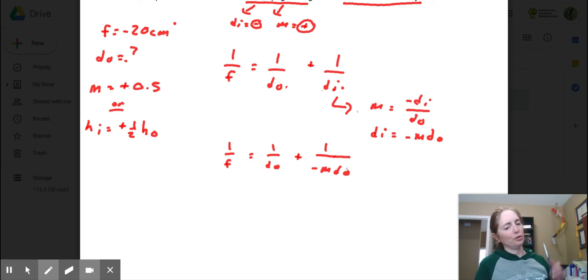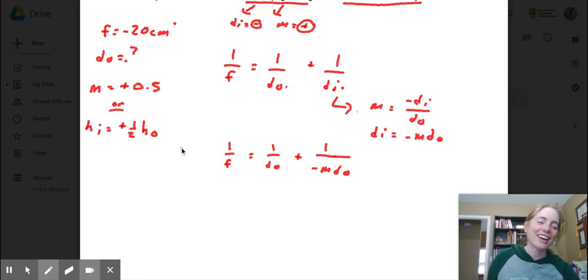What is your rule when adding fractions? This is when in class I would hear lots of complaining about, I hate fractions. Too bad, guys. You have to use fractions here. No decimal is going to save you today. All fractions. So when we're adding fractions, you have to make sure that they have a lowest common denominator.